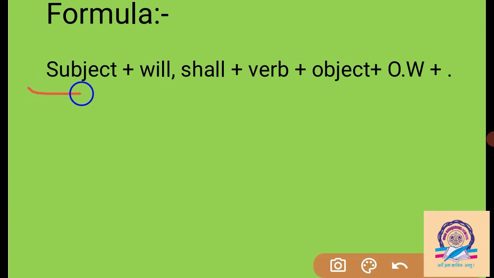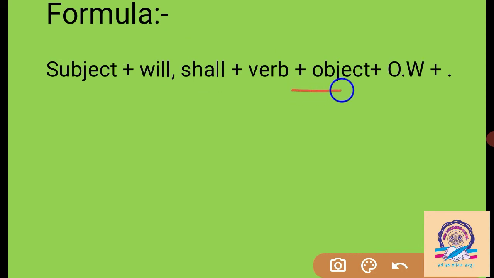We have to write the sentence beginning with the subject. Subject means noun or pronoun. Then we have to take the support of the helping verbs will and shall. So we have to write the verb with the helping verb will and shall. The first position is the subject, then the second position is the verb, but the verb comes with will and shall, in the main form of the verb.